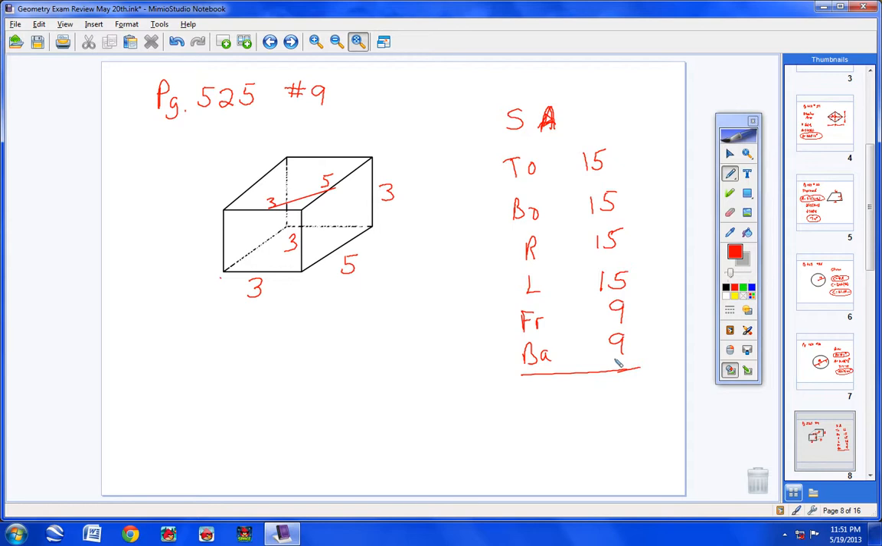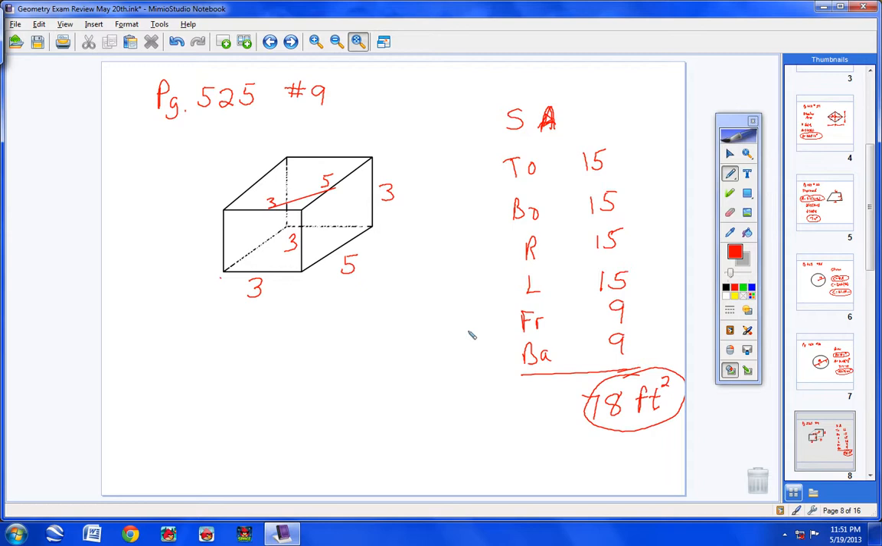So we would have 60, 69, let's see, 78, I believe. Now it's surface area, and because it's area, we're going to have square measurements, so it's going to be feet squared. If you look in the book, you'll see we're dealing with feet. So 78 feet squared.